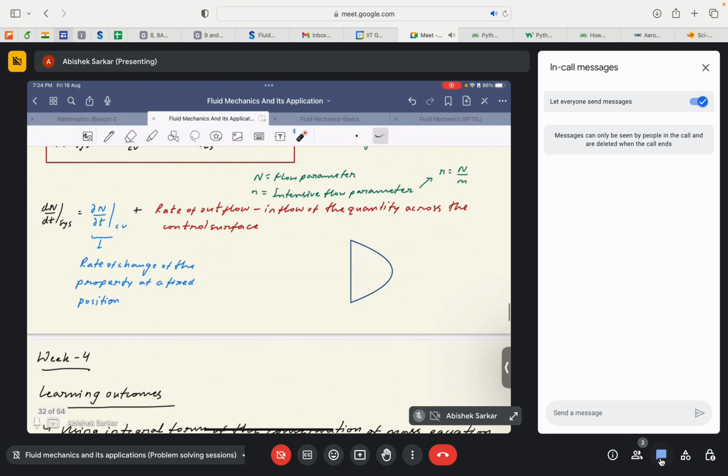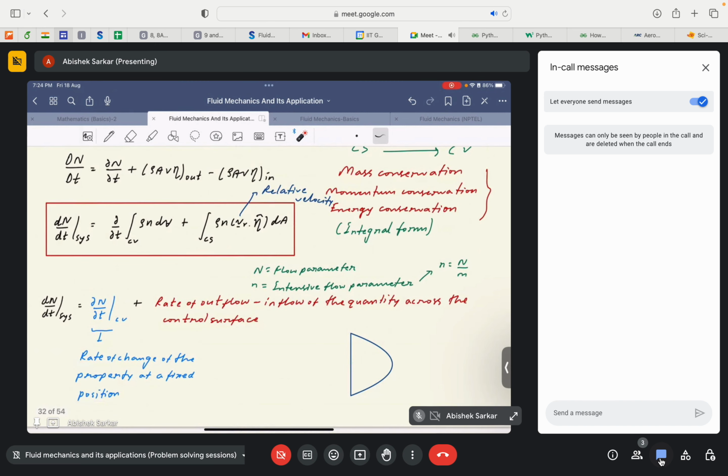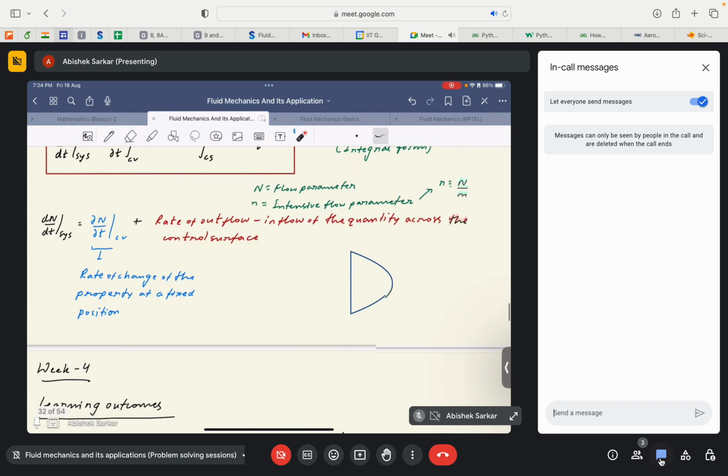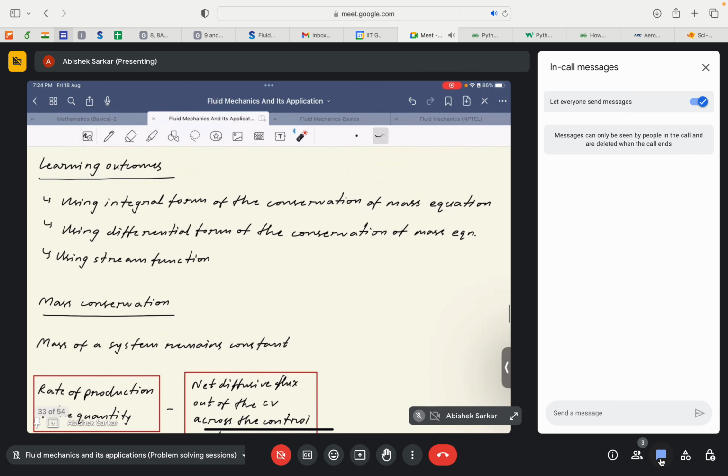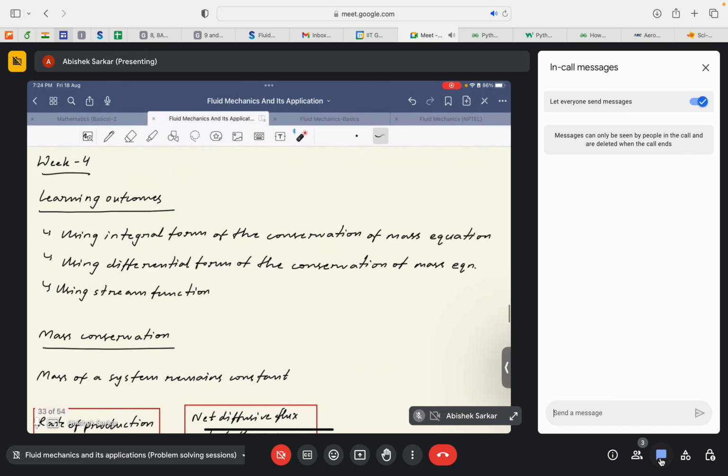Okay. Actually this definition should have been dealt with in the week 3 session, but since we had time constraints, we had to skip it. In this week's session, we will deal with the integral form of the conservation of mass equation. Then we'll see how to derive the differential form of mass conservation from the integral form, and the use of stream functions. It's a very important topic, so we'll look into it.